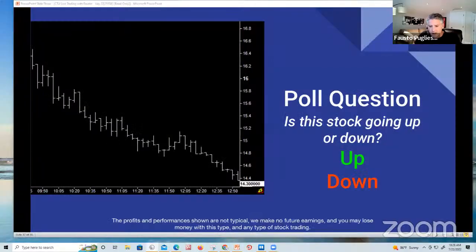All right, I'm going to do a poll. My poll question is this: is this stock going up or down? Let's see if you can answer this question. It's a very easy question. You should be able to answer it right away. Once again, if you can't answer this question, you should quit trading. If you're not answering, that means you're not paying attention. The worst thing that can happen is you get the answer wrong and then you'll never do it again. That's the way you got to look at it.